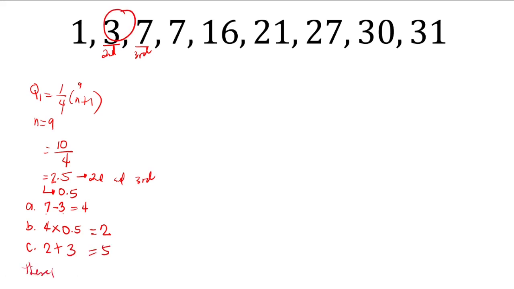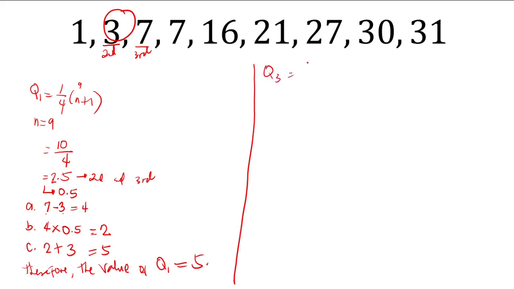Therefore, the value of the first quartile is 5. O, tapos ka na nun. Para less sa sulat, no? Next, third quartile is 3/4 of n plus 1. n is 9, so 3/4 of 10. Tama? And this is 33. Or should I say 30?